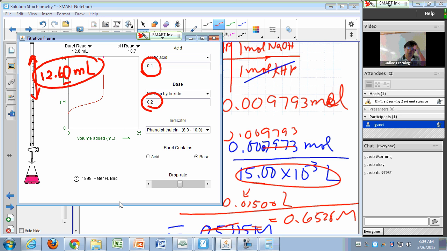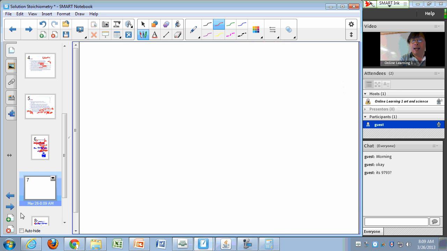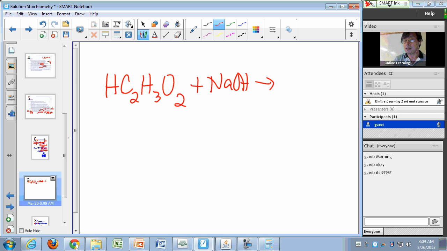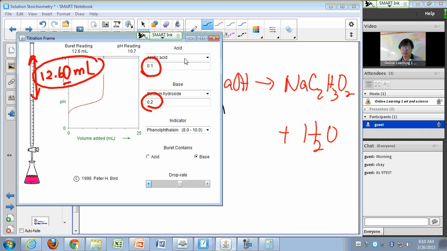So what kind of information can we get from here? So let's go back to this one. So we have acetic acid, which is HC2H3O2, plus sodium hydroxide gives us sodium acetate, NaC2H3O2, plus water. Okay. Again, this is a 1:1 ratio. If you balance this equation, you get a 1:1 ratio. And according to our titration, we used for this, how much did we use? 12.6 milliliters.